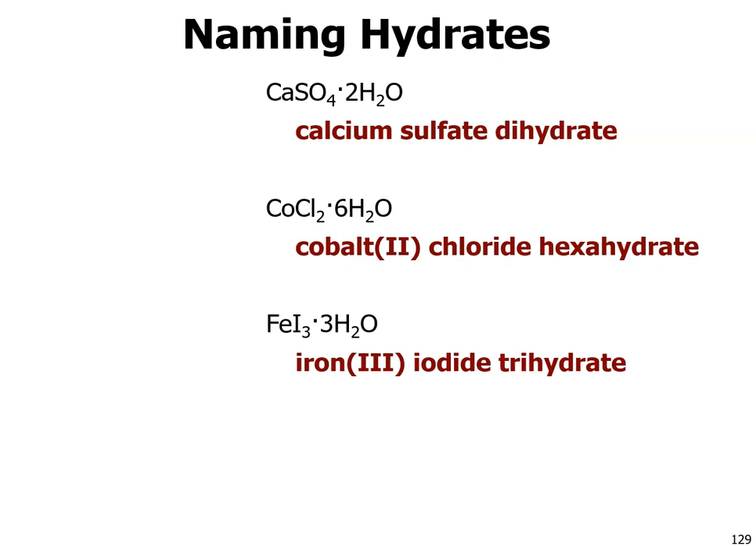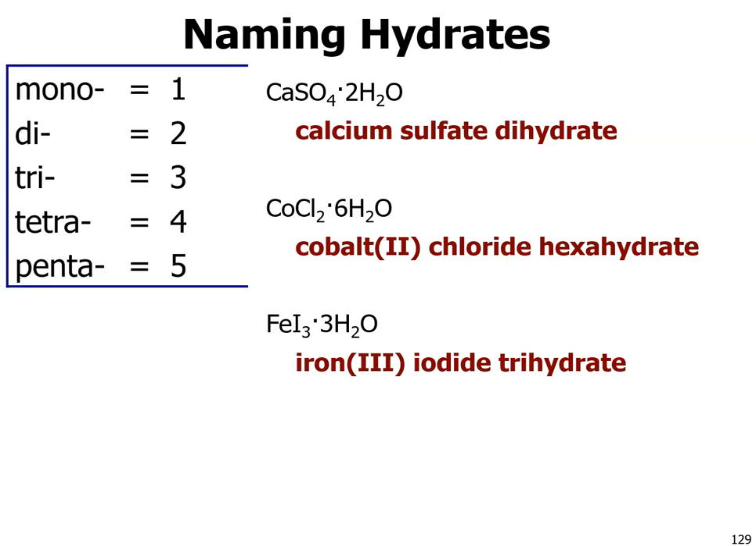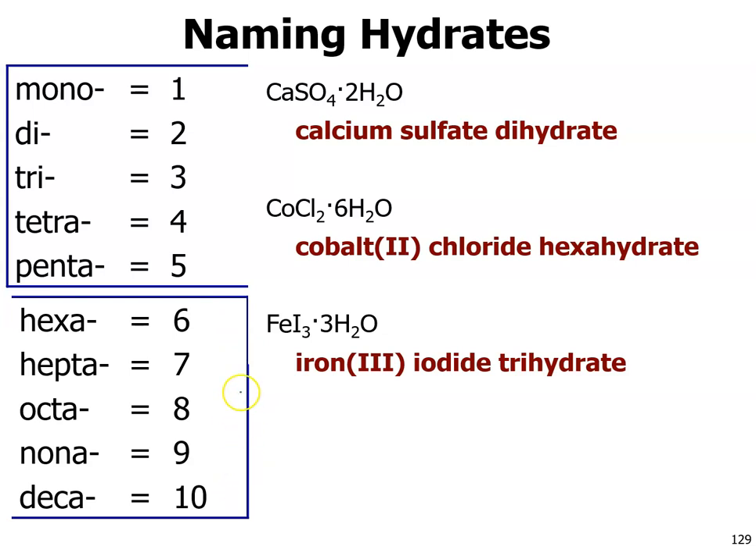Now I want to talk about naming hydrates briefly and quickly. These Greek prefixes we've talked about: mono, di, tri, tetra, penta. For example, calcium sulfate dihydrate, cobalt chloride hexahydrate. Typically these Greek naming prefixes are used for how many water molecules are associated. And here's the complete list up to 10.